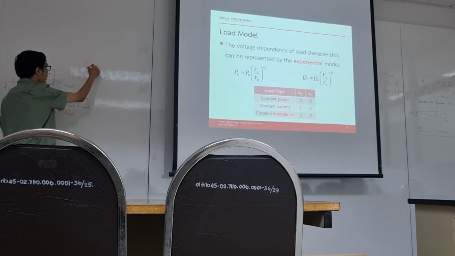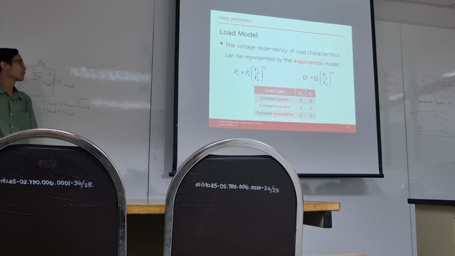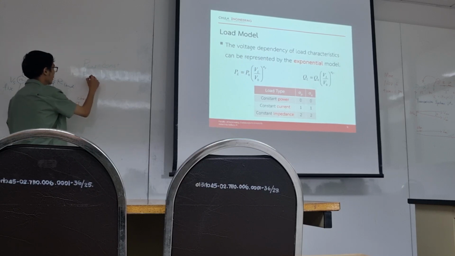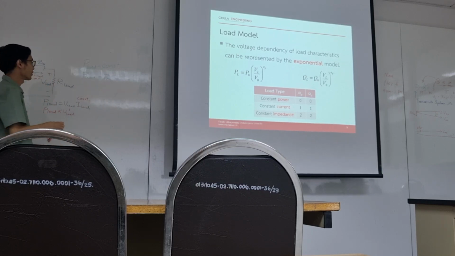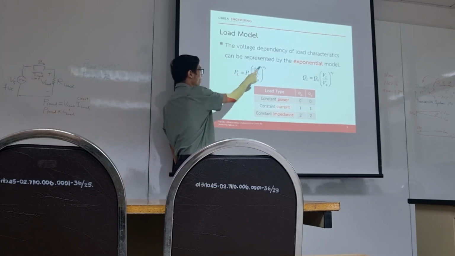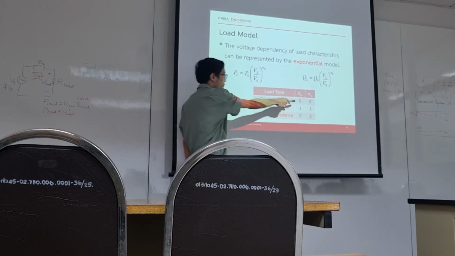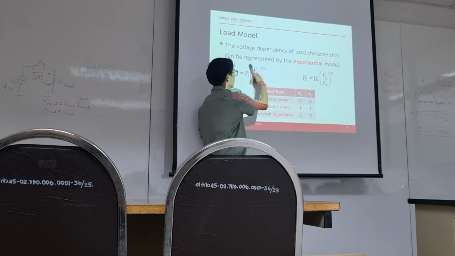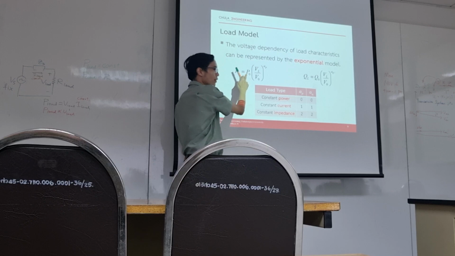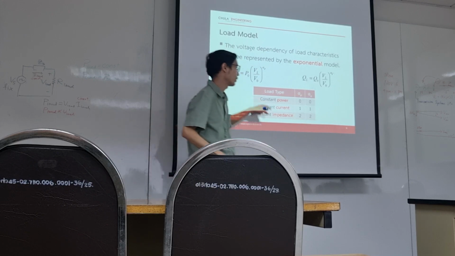Last one is P load equal constant. It means P load equals P zero, a constant. P zero is just a constant. So if P load equals P zero, the power will be zero. This exponent AP will be zero. If AP is zero, this will disappear. So P load equals some constant fixed. We call this constant power load.